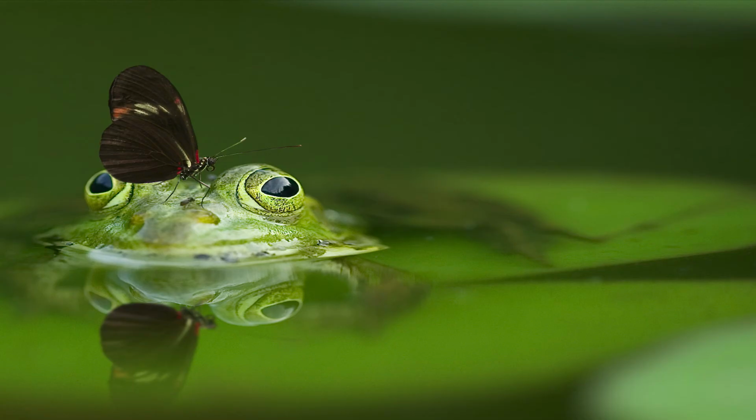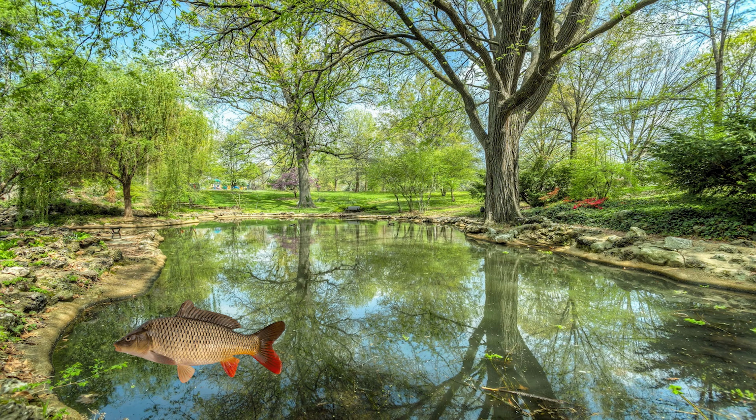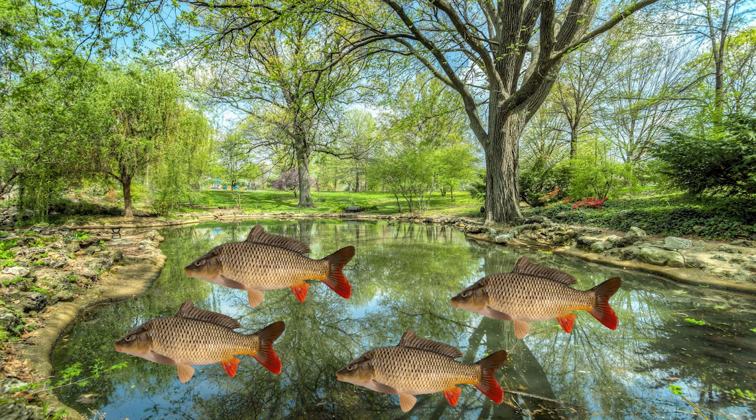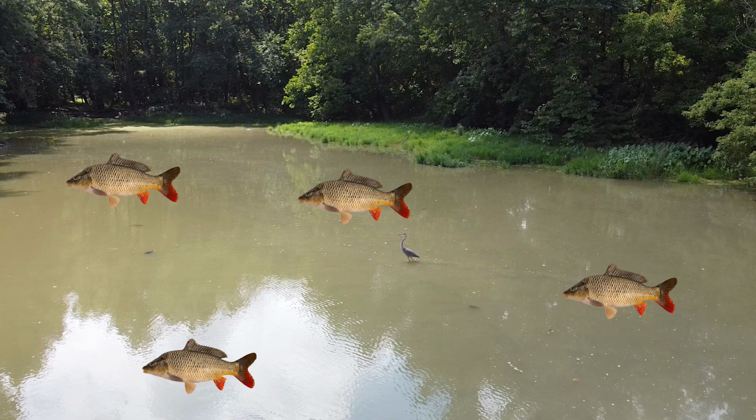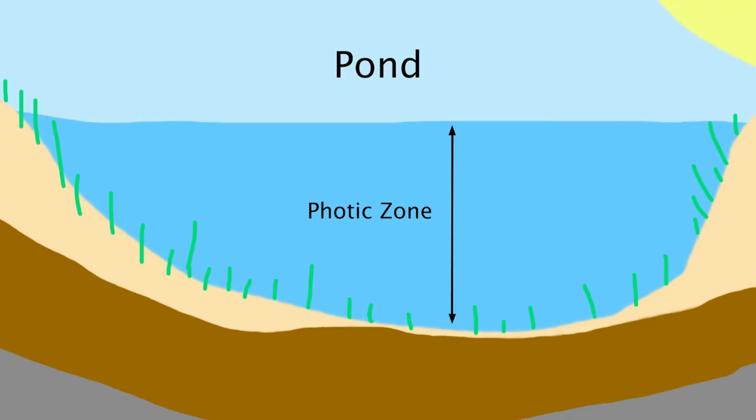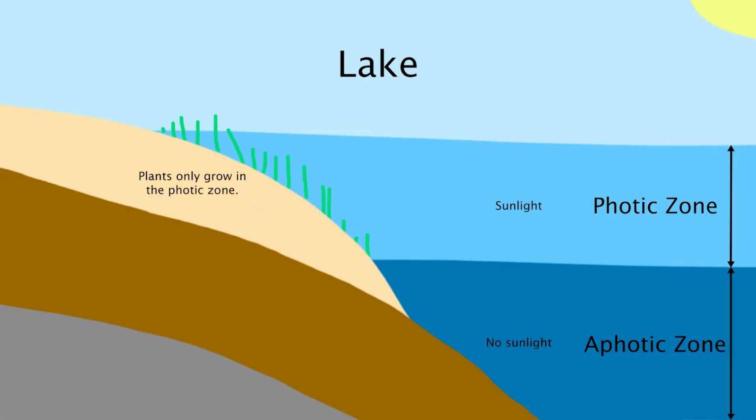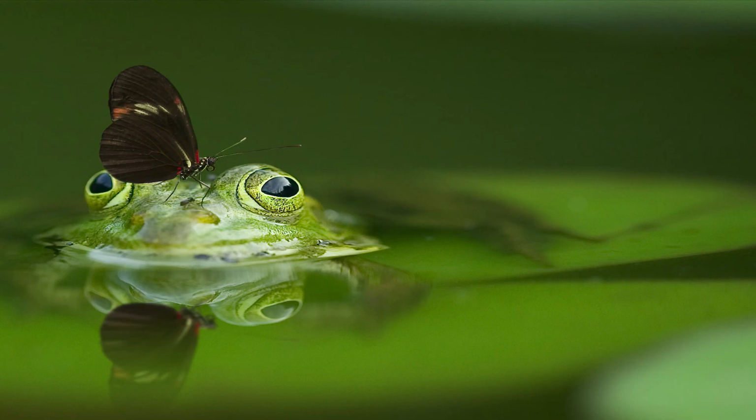Other than depth, water clarity also influences how deep sunlight can reach. If a pond gets a bunch of carp into it, okay, and they muck up the water, they make it really dirty because they're rooting around on the bottom, stirring up the mud and the dirt, and it makes it so that the sunlight can't reach the bottom of it anymore. Well, then it would technically be a lake now, since it has an aphotic zone. And that's all there really is to it.